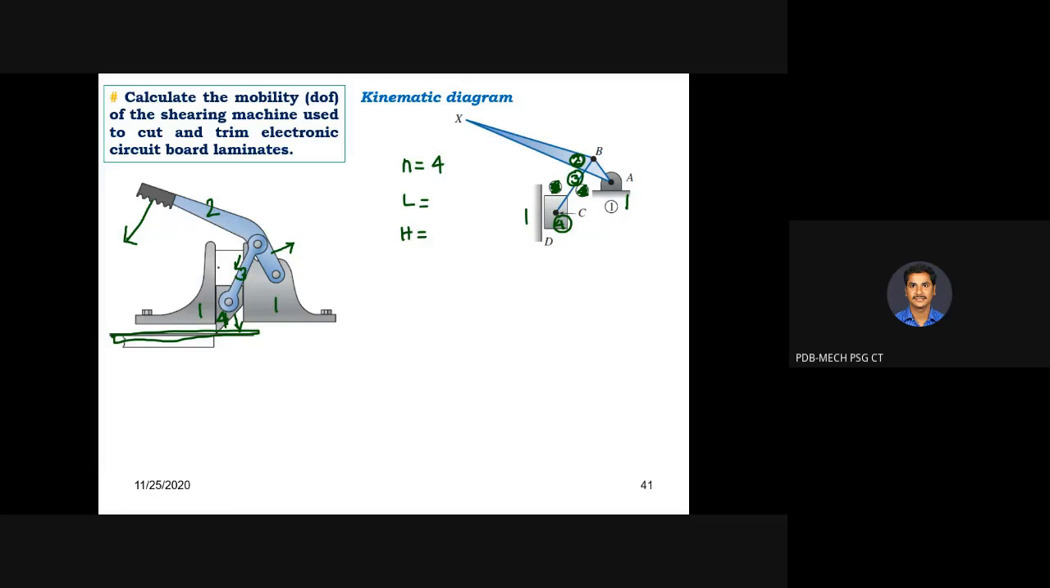Let me come to the original application diagram. So 2 and 1 are connected by means of this particular point, so that is 1 lower pair. Link 2 and 3 are connected by means of this point. 3 and 4, this one. Then 4 is sliding over the 1, so that also forms one sliding pair. So that is 4. There is one more.